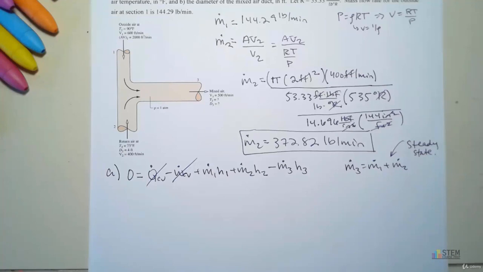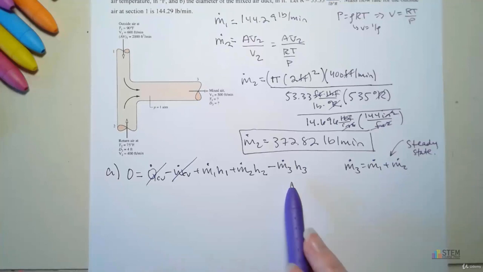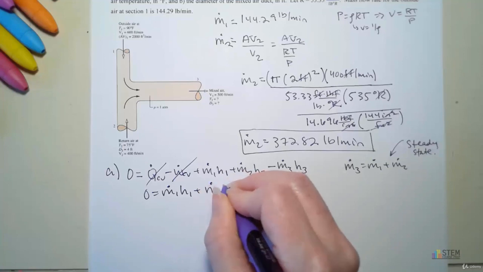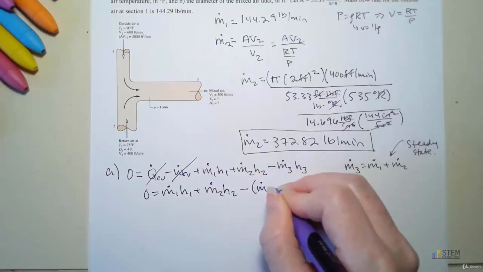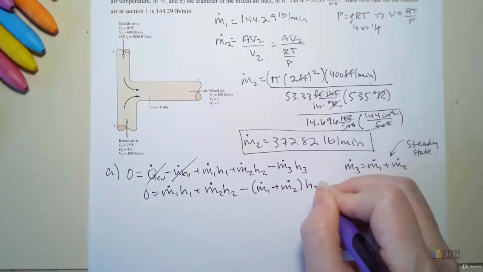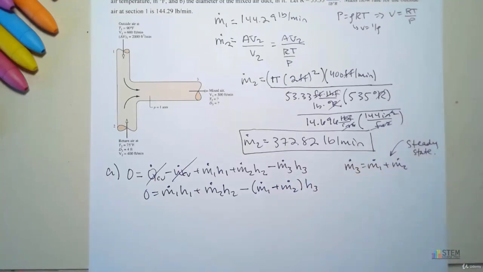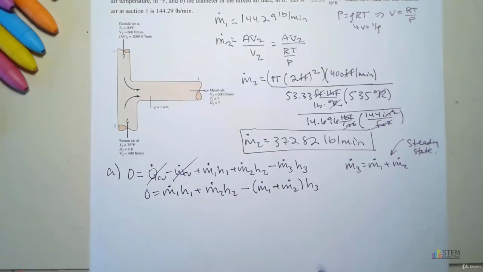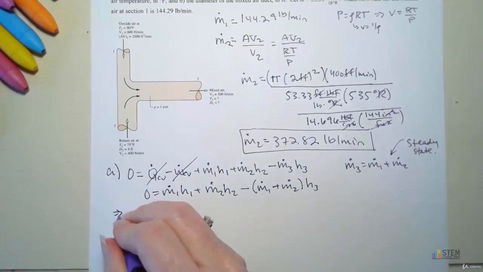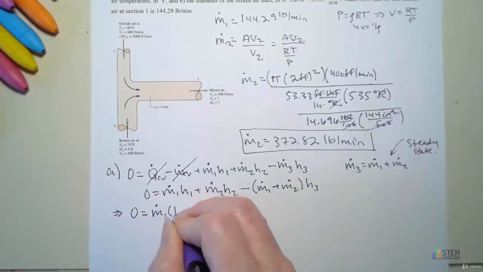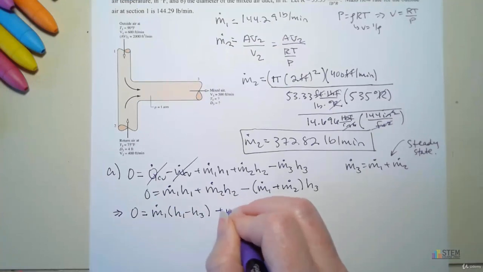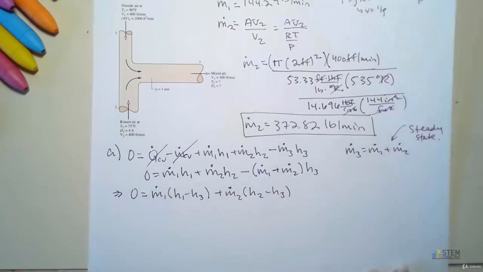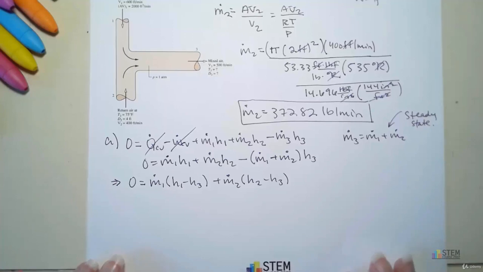All right, so we got that, and now we can take this, plug it in here. So I'll have 0 equals M1 dot times H1 plus M2 dot H2 minus (M1 dot plus M2 dot) times H3. Now we got the 2 M dot terms. Let's go ahead and group the terms up based on M dot. So I'll have 0 equals M1 dot times (H1 minus H3) plus M2 dot times (H2 minus H3). Now we can plug in our values.